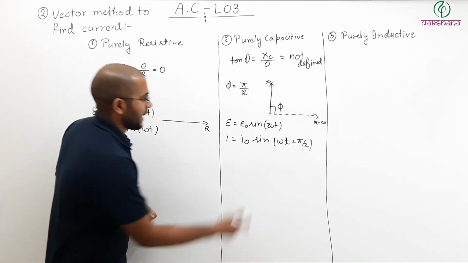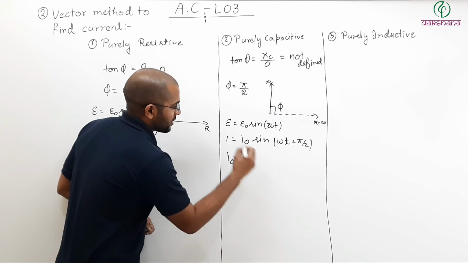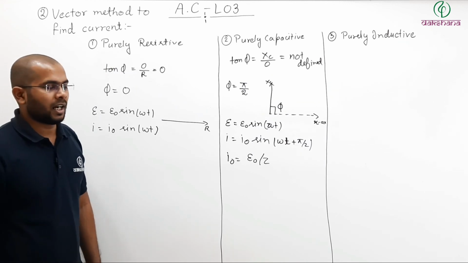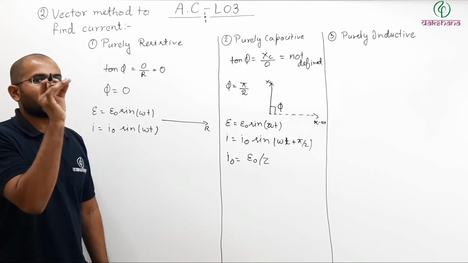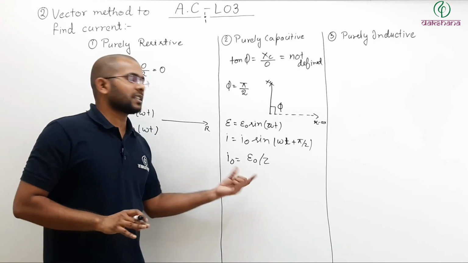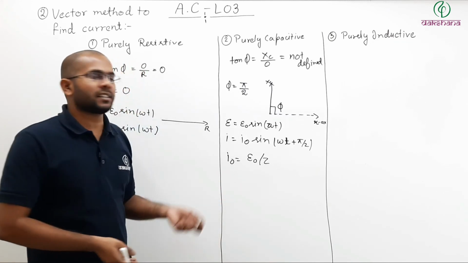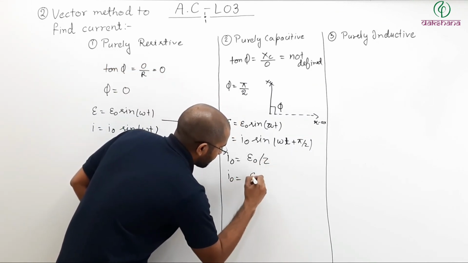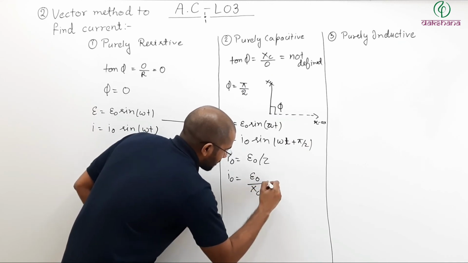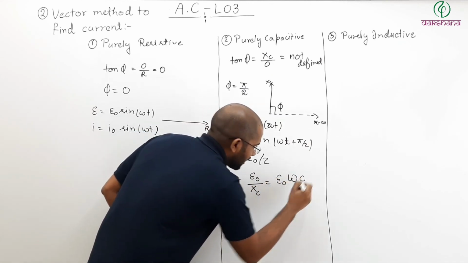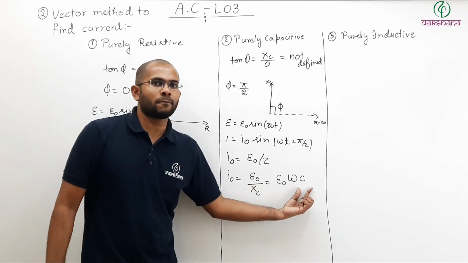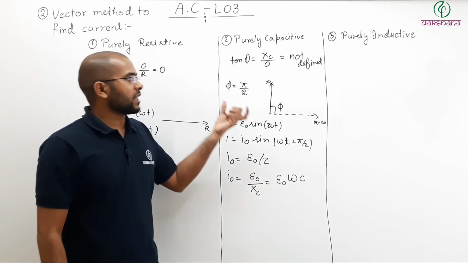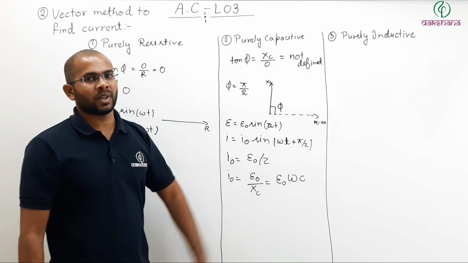So this works. And here I naught will be what? I naught is nothing but E naught divided by Z. And what is Z? Under root of R square plus XC minus XL square. So R is 0, XL is 0. So Z is nothing but XC. So here you can say I naught is nothing but E naught divided by XC, which is nothing but E naught omega C. And if you remember, this is the same value as we had obtained using the mathematical equation. So this phasor method also works for purely capacitive circuits.